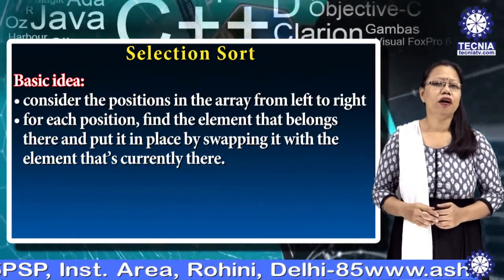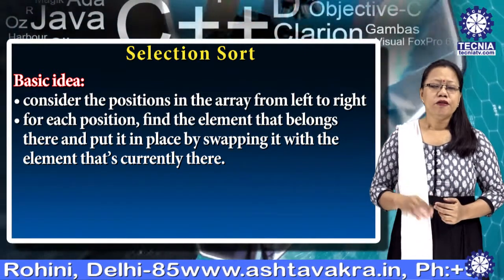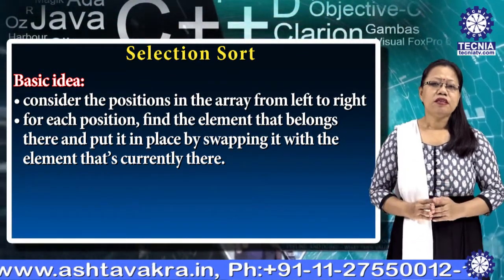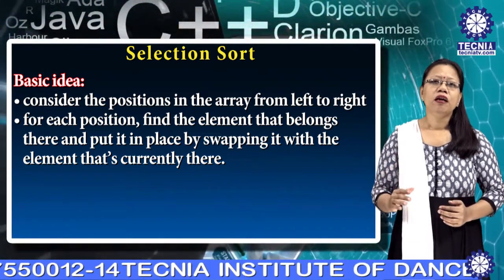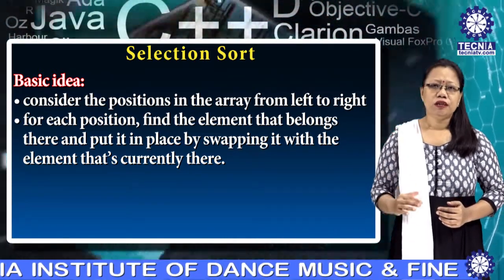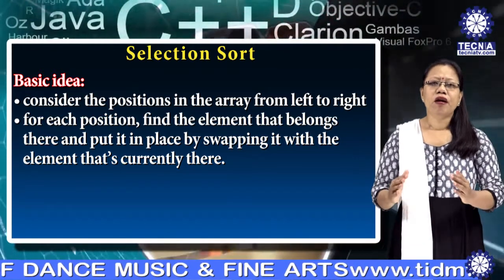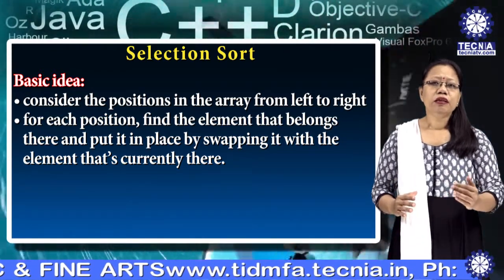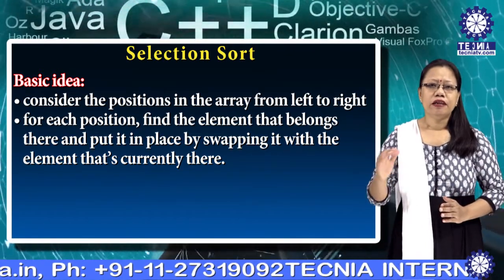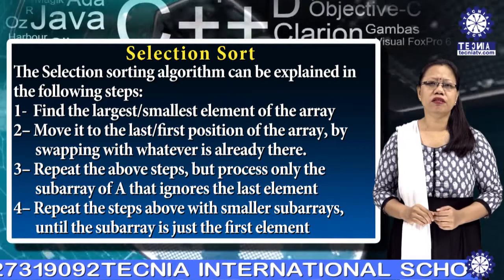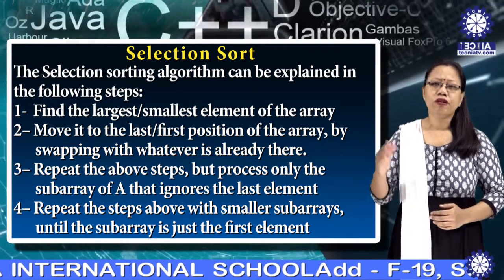The basic idea of selection sort is: first, consider the positions in the array from left to right. The second idea is, for each position, find the element that belongs there and put it in place by swapping it with the element that is currently there. The selection sorting algorithm can be explained in the following steps.